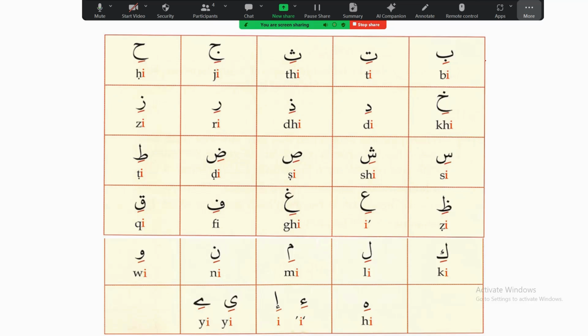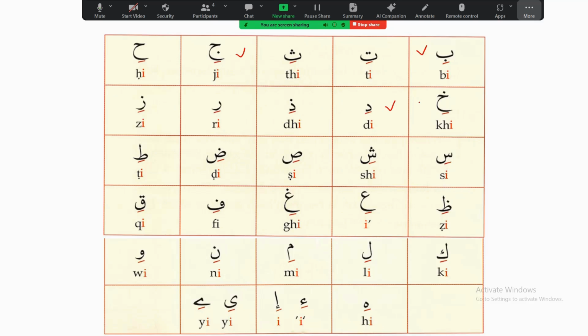The next one is kha, kasra, khi. Okay, this letter has this scratch in it. Khi, like this. Then we have dal, dal, kasra, di. Just like we had this strength in ba and jim, we have this in the dal letter as well. Di.